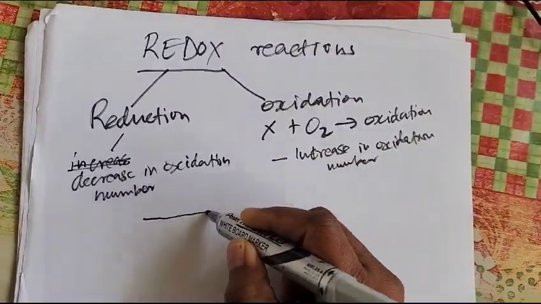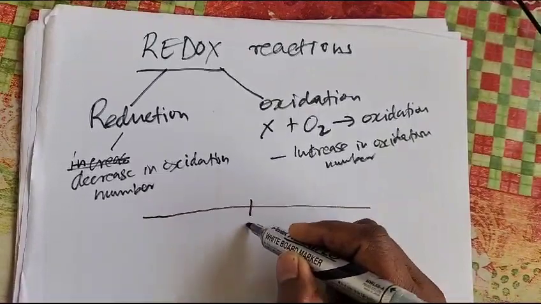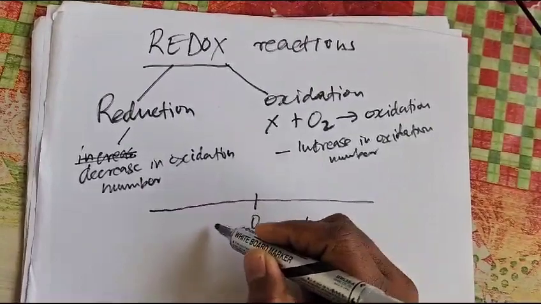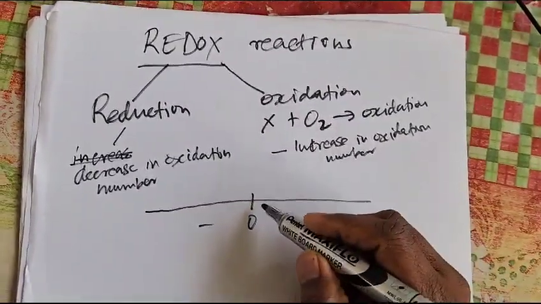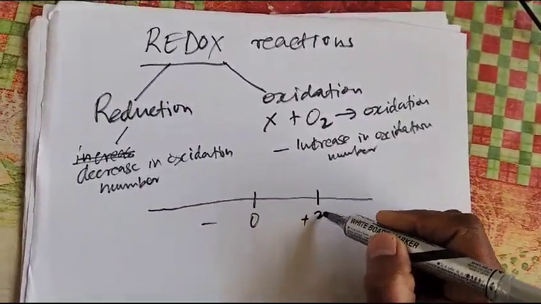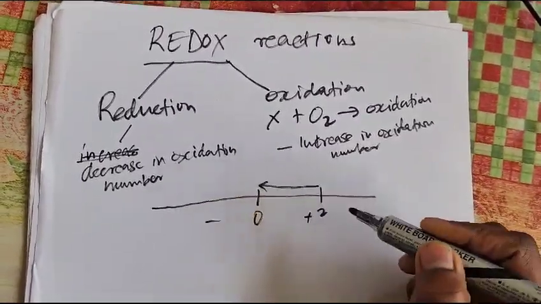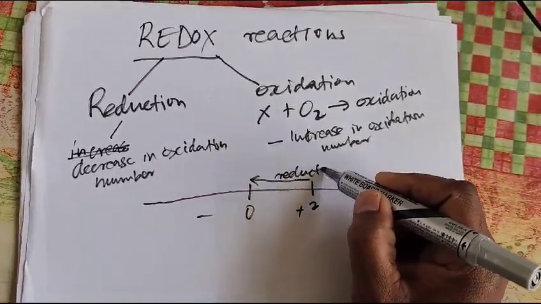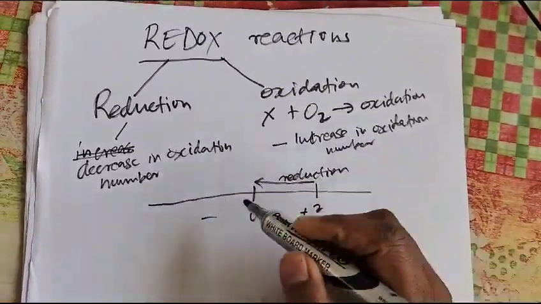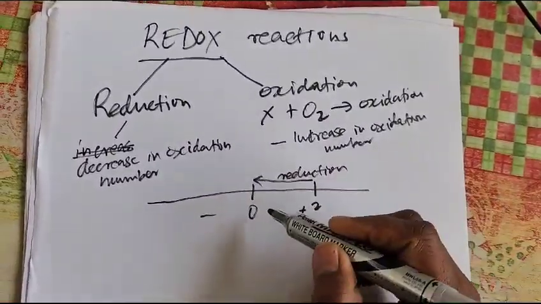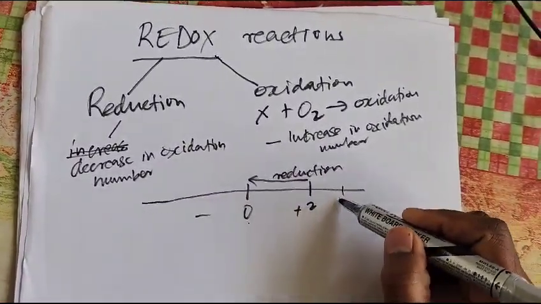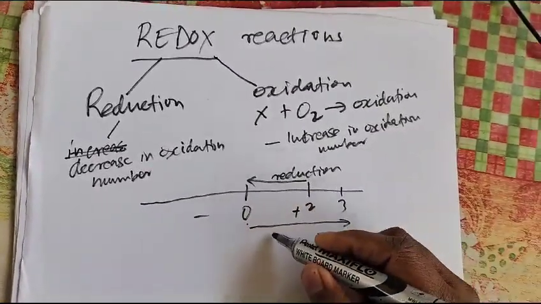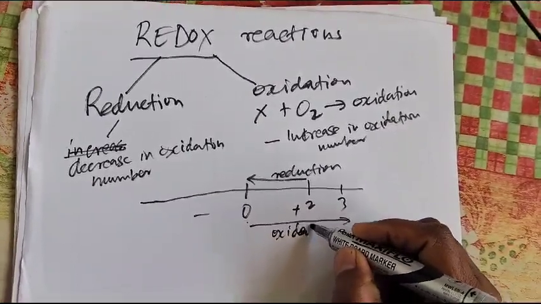Therefore, if we draw a number line, you know this one in maths, 0 is there in the middle, the right hand side is positive, this one is negative. If I move from 2 to 0, I say the number is reduced, that is the reduction. And now if I move from 0 to maybe 3, that's the opposite of reduction, which will be oxidation.